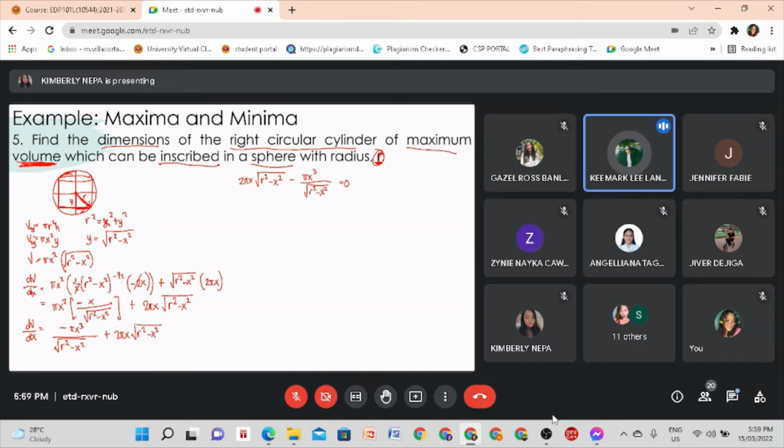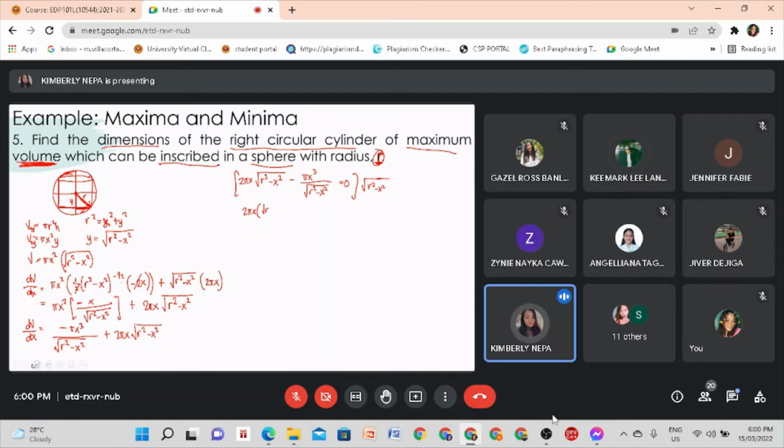Multiply both sides by square root of r squared minus x squared. So what remains is 2 pi x times R squared, minus x squared. Sorry, the square root is gone, right? Yes po.